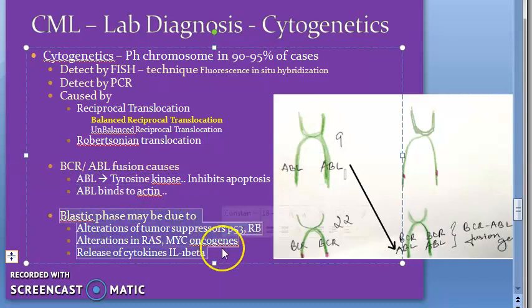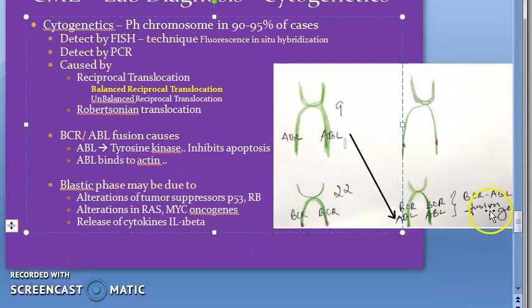Blastic phase may be because of further suppression of the tumor genes P53, RB and also because of RAS, MYC proto-oncogenes. Those proto-oncogenes get altered. Then you have release of some cytokines. If you want, you can remember the details. Moving on, guys.